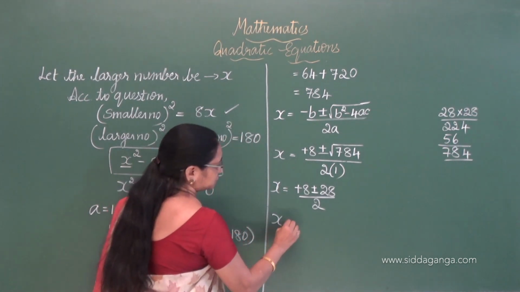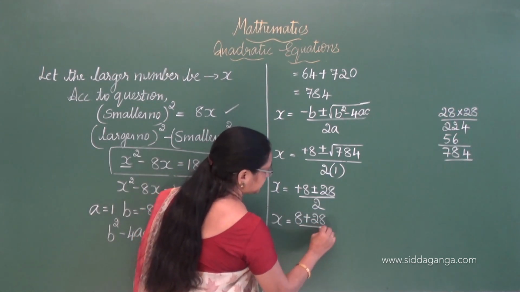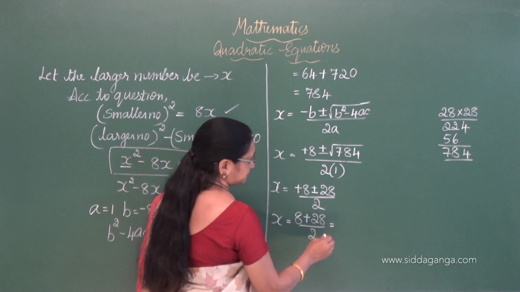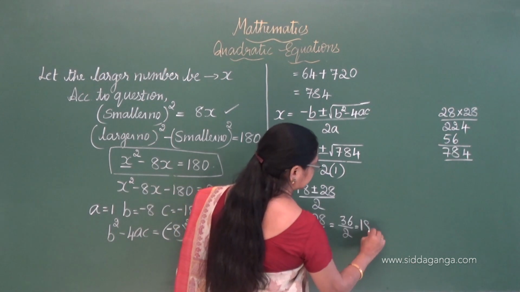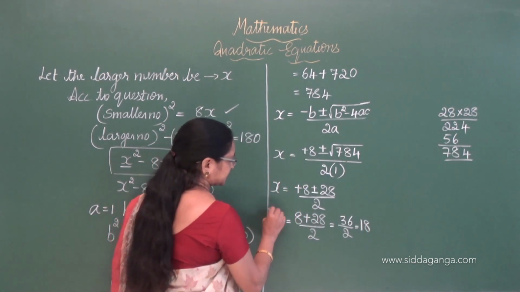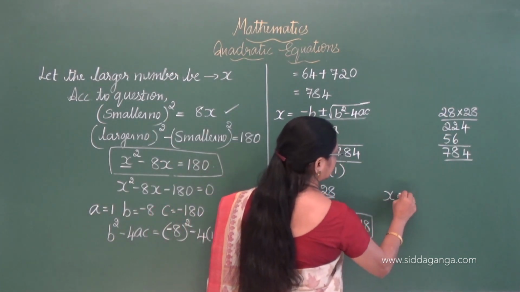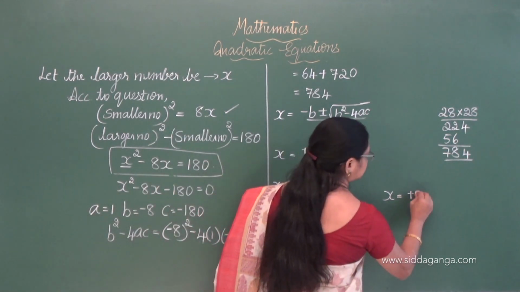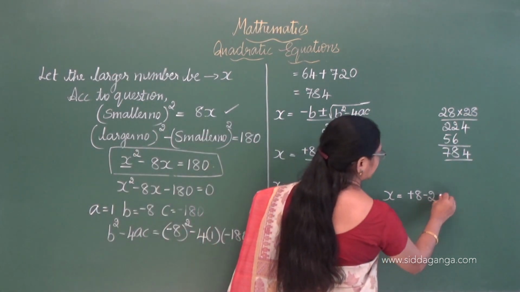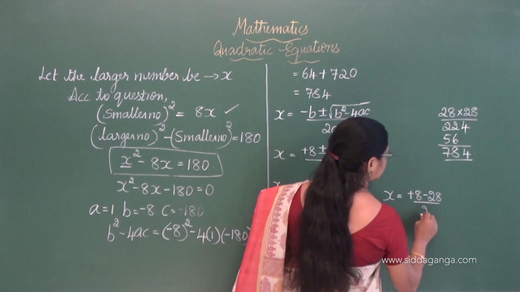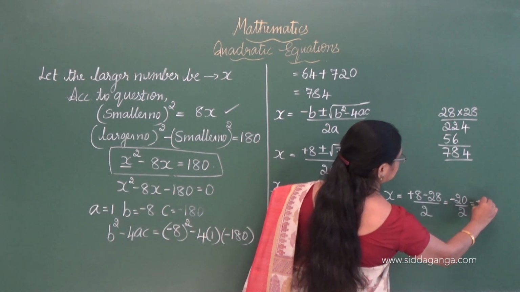Now, we will get two values. 8 plus 28 by 2. So, 8 plus 28 is 36, divided by 2, that is 18. So, one value we got is 18. Let us find out the other value. x is equal to plus 8, and here I have taken plus 28, now I will take minus 28 divided by 2. So, this will become minus 20 by 2, that is equal to minus 10.